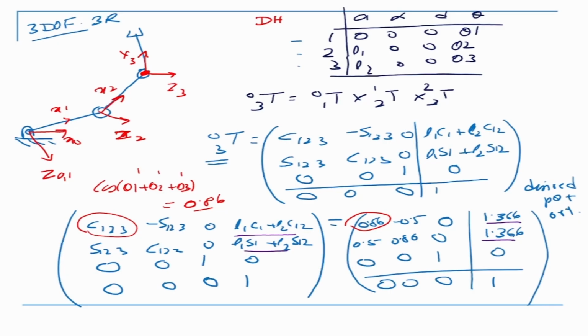That's the way I solved it in the last class. Please have a look. L1 cos θ1 plus L2 cos(θ1+θ2) is equal to 1.366, and L1 sin θ1 plus L2 sin(θ1+θ2) is equal to 1.366. Squaring and adding these two, we can get theta 2 and then we can get theta 1.